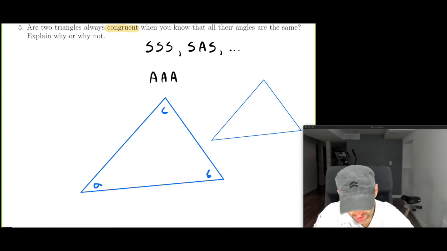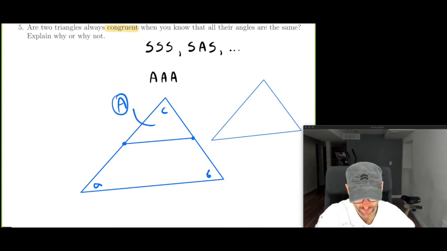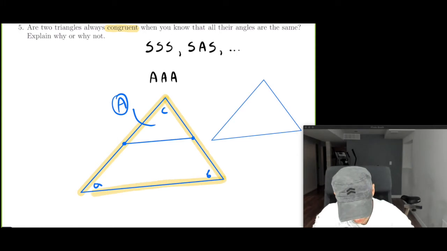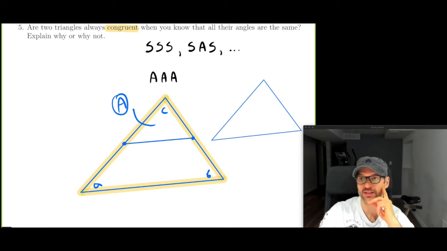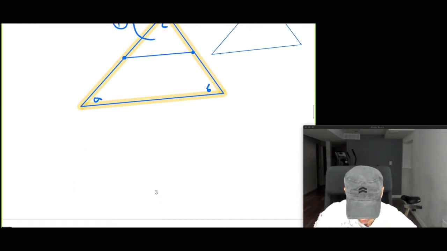And we've seen this one actually. If you take the midpoint here and you connect the midpoint, we saw that, notice, this is the smaller triangle, let's call this smaller triangle A, and then the overall triangle, which would be this one right here. These ones have exactly the same angles, but they're not congruent. So that's something that you can think about. So that was question 5.